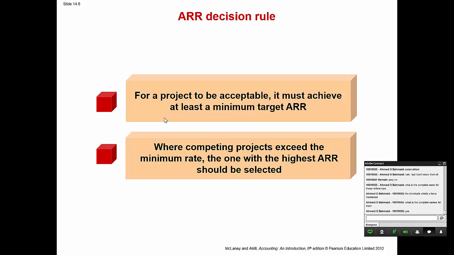As an example, a company manager says that we will not invest in any project unless it gives us 15% as income, okay, or as an accounting rate of return. That means if any investment has below 15%, this investment will not be accepted by the company.